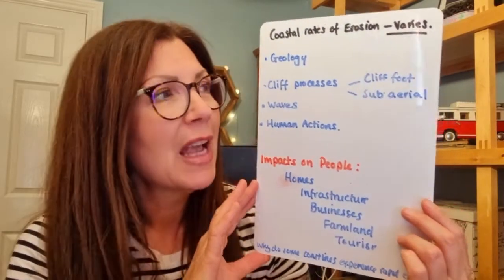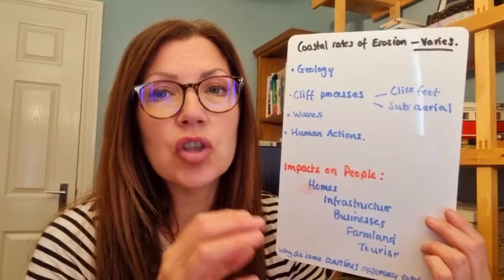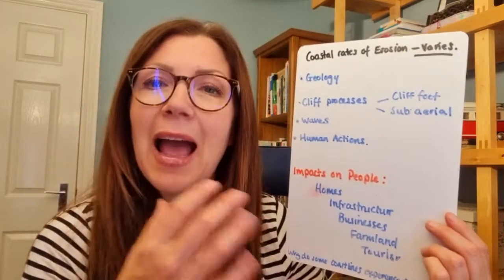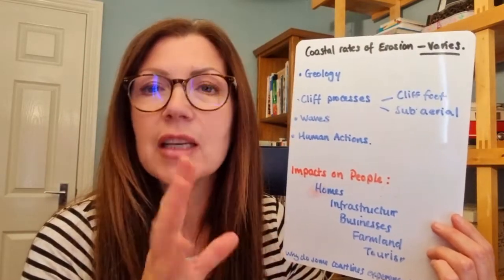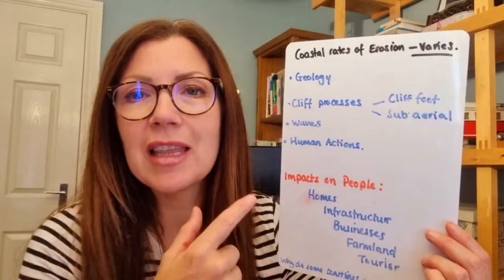And today we are looking at the UK's physical geography again, and we're going to be looking at how rates of erosion vary around the country, depending on certain factors. So we're going to be looking at these factors.